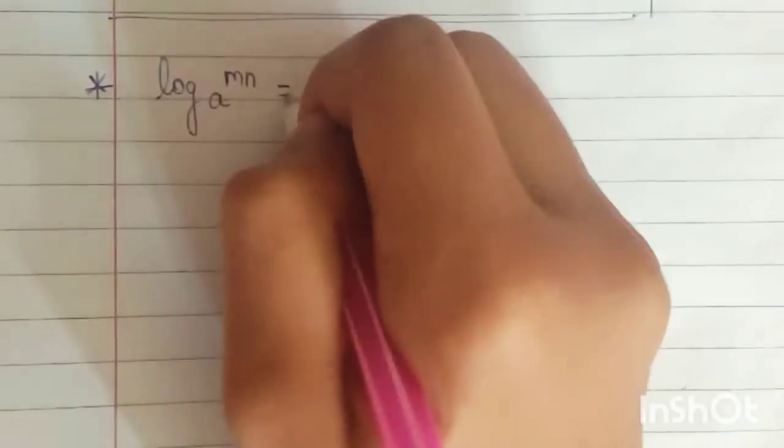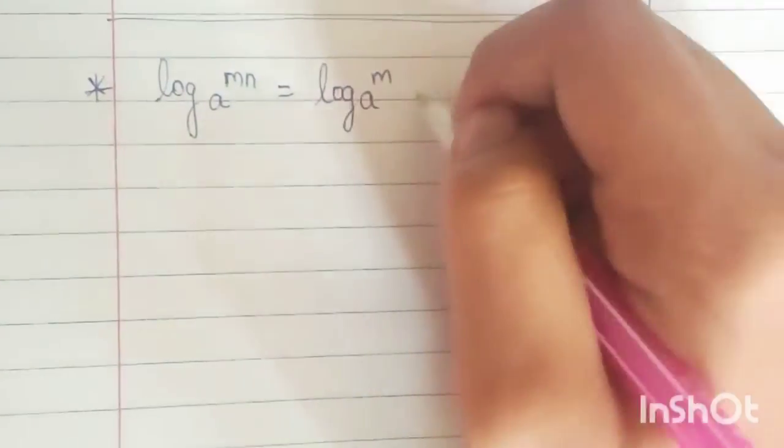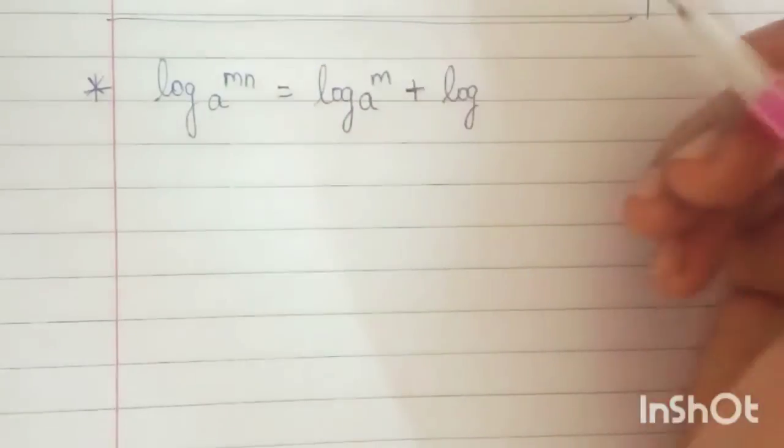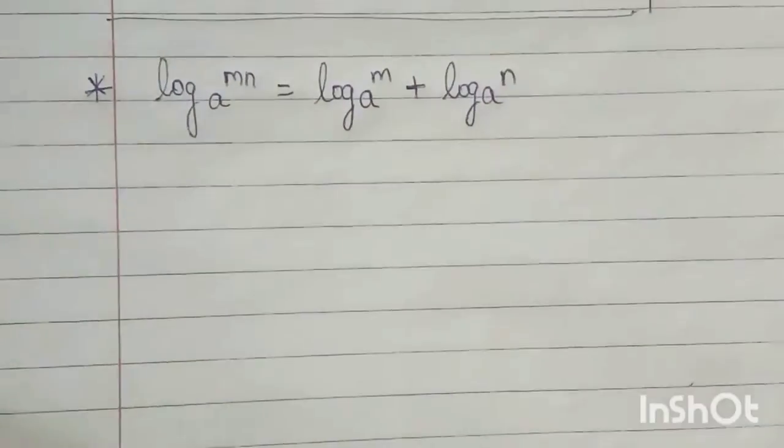It's time for us to learn some more basic properties. Now if I have log mn to the base a, I can write this as log m to the base a plus log n to the base a. As you have learnt in exponents and powers, it is very easy.